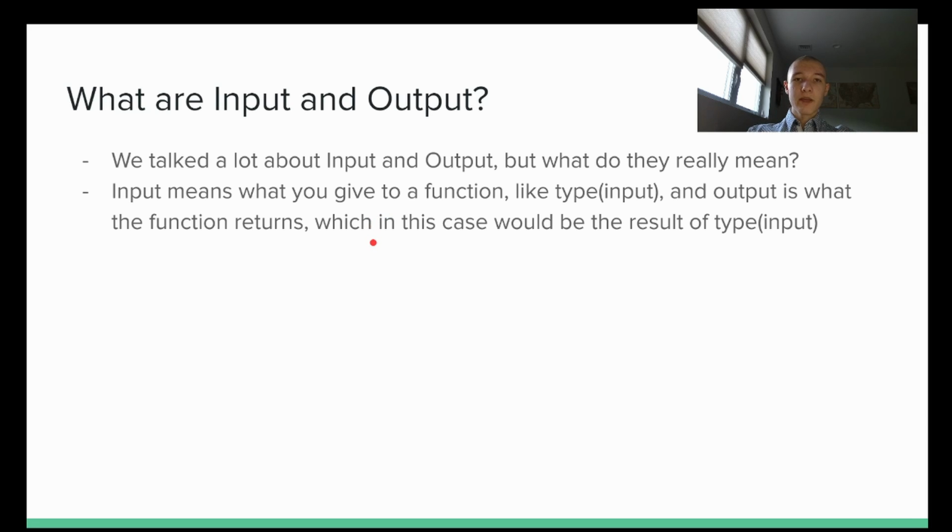Now we'll talk about input and output. We talked a lot about input and output, but what do they really mean? Input is when you give a value to a function, like when you're typing the print statement. What's inside is the input of the print statement. And the output is what the function returns, which in this case would be type input if we use the function of type. And type uses the input of a variable, so it returns an output of the type of the variable and takes the input of the variable name.